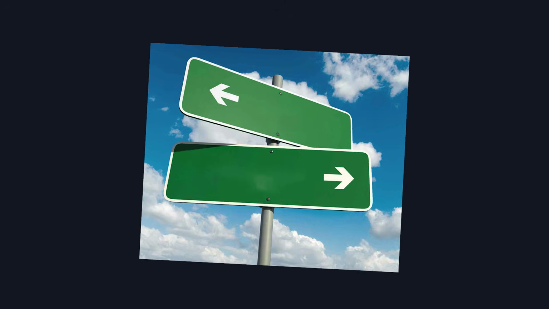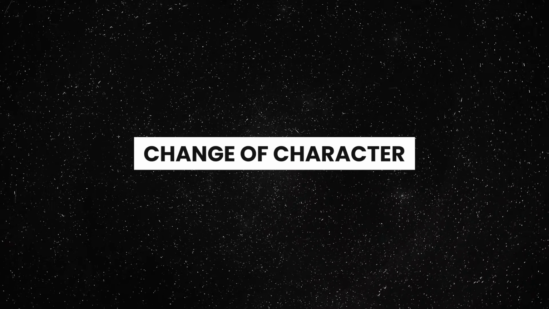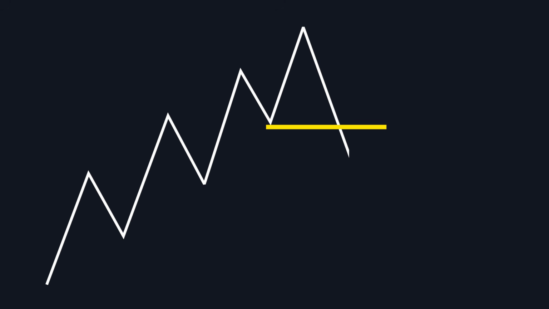But the signal we care about most in this strategy is the opposite one, the change of character, or CHoCH. That's when price breaks the wrong swing. In an uptrend, instead of breaking the previous high, price closes below the previous low. The character of the market has changed. Buyers were in control and now they're not.